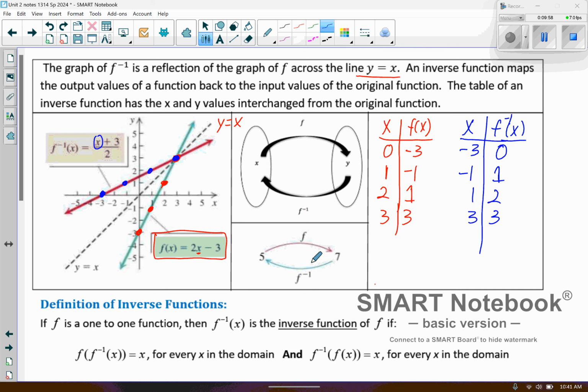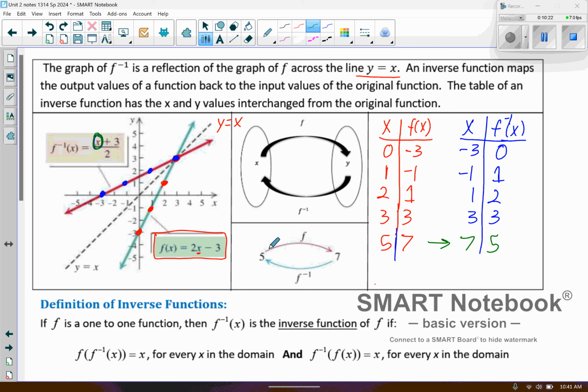And so I have this example here. So let's do this one real quick. Because if I plug in 5, 5 times 2 is 10. 10 take away 3, it's 7, right? And then if I take that and I plug in 7 here, 7 plus 3 is 10. 10 divided by 2 will take me back to 5, okay? So we kind of have that loop going on here.